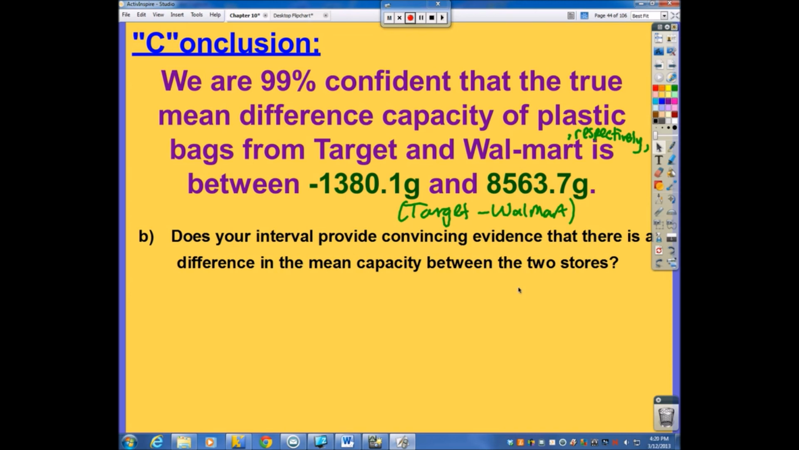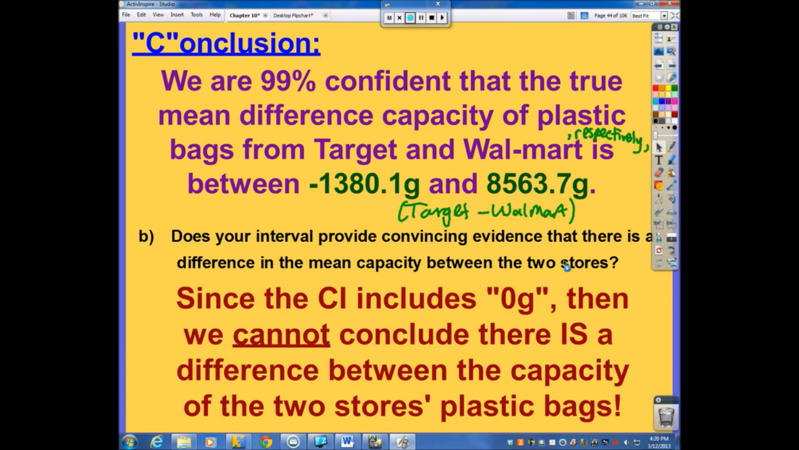Now, does our interval provide convincing evidence that there is a difference in the mean capacity? Well, if there was not a difference, then we would expect 0 to be in our confidence interval. And hey, what do you know? 0 is between these two numbers. So since the confidence interval includes 0 grams, then we cannot conclude that there is a difference between the capacity of the two stores' plastic bags.